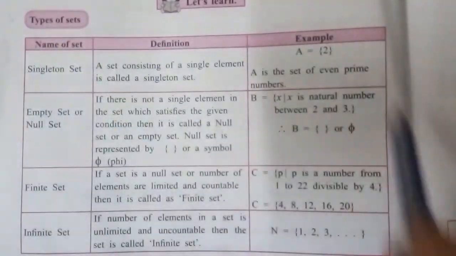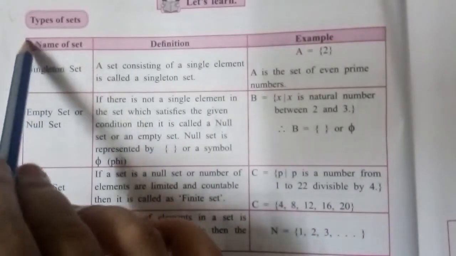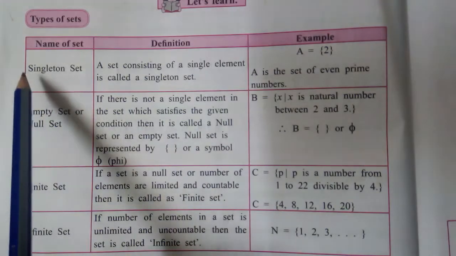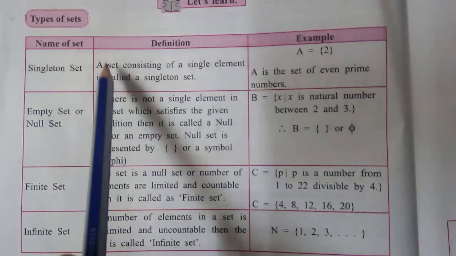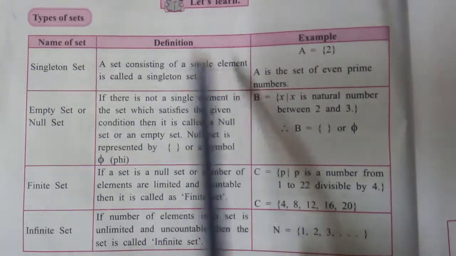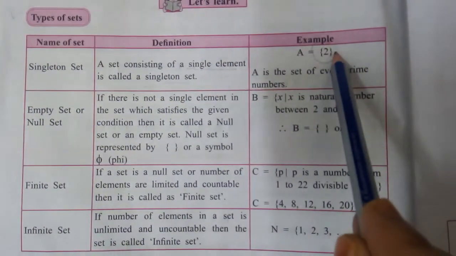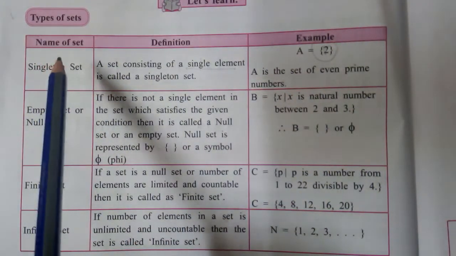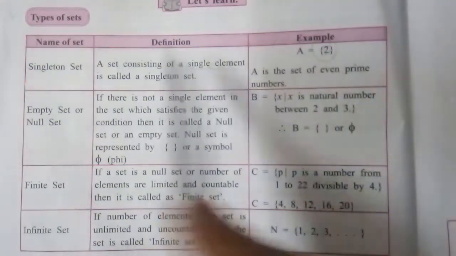Let's see some types of sets. On page number 4, one table is given to us, and here three columns are there: name of set, definition, example. Let's see one by one. First is a singleton set. The definition given is: a set consisting of a single element is called a singleton set. That means a set in which only one element is given, that is 2 here. For example, A is the set of even prime numbers. So this is an example of a singleton set.